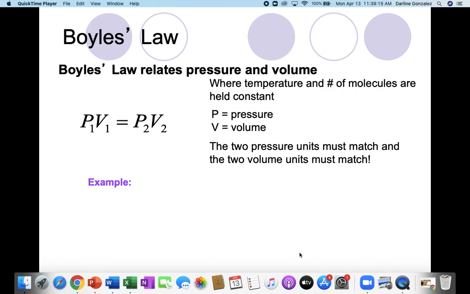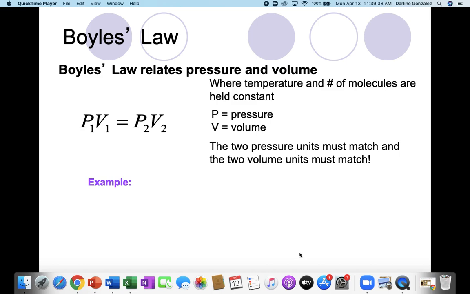Now we're going to be looking at pressure and volume. The number of molecules is held constant here, so we don't take that into consideration. What does held constant mean? It means that the number of molecules doesn't change from the before and after effect. Pressure is going to be abbreviated as P. Volume is going to be abbreviated as V, like we said before.